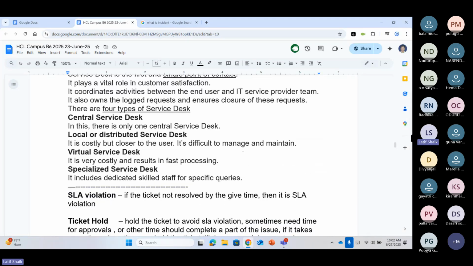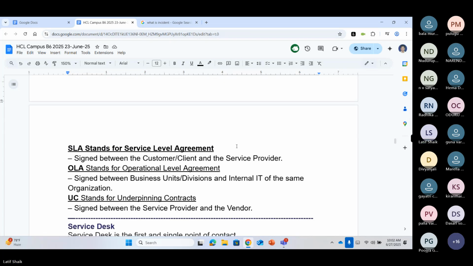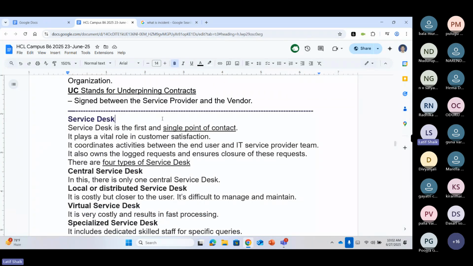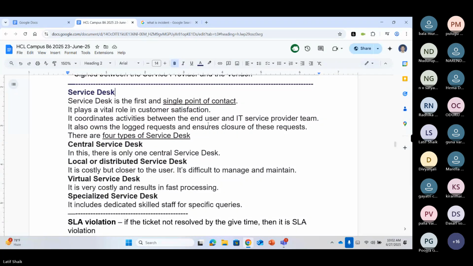Two more points to complete. Two things. Once again, what is the service desk? Service desk is the first single point of contact. It's a first and single point of contact. First means any customer requirements, they will contact the service desk first.